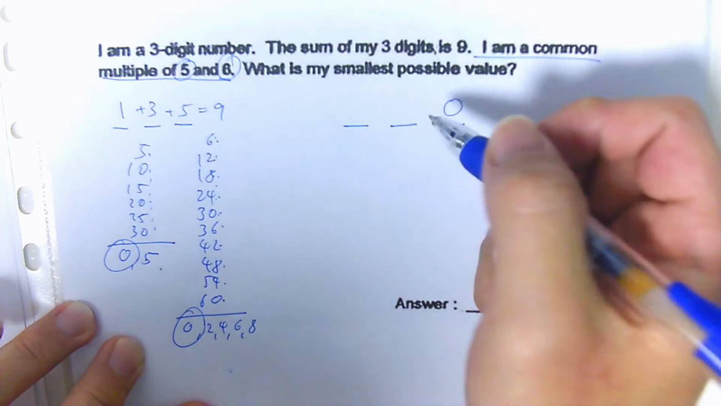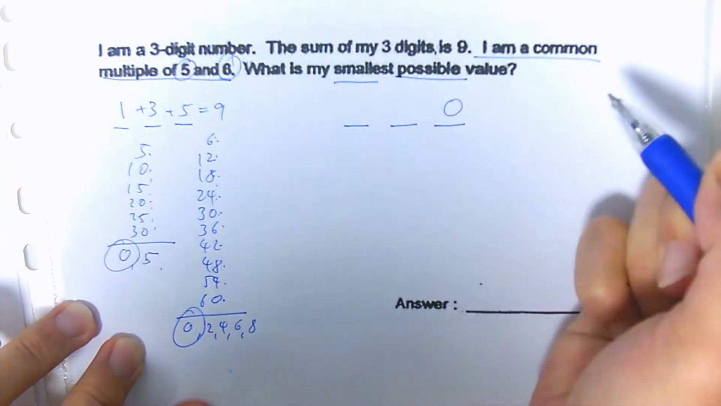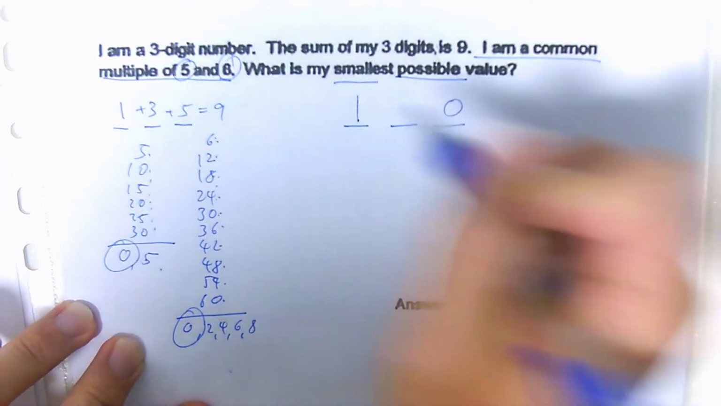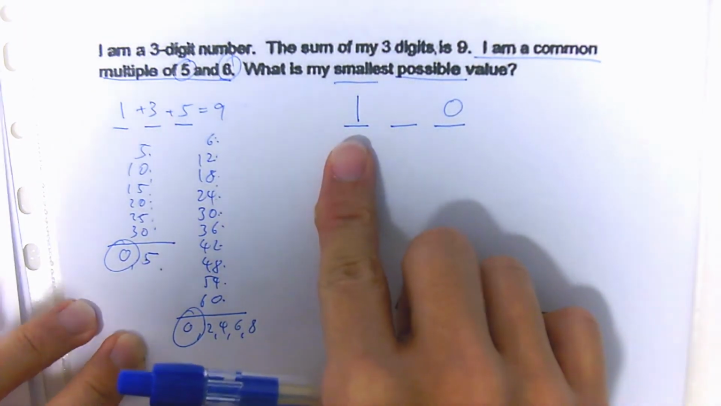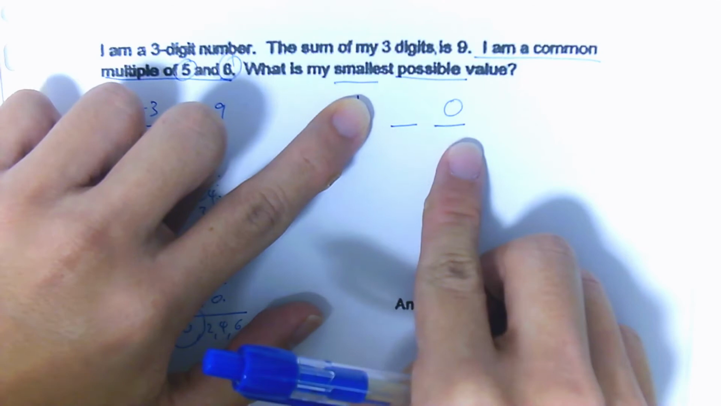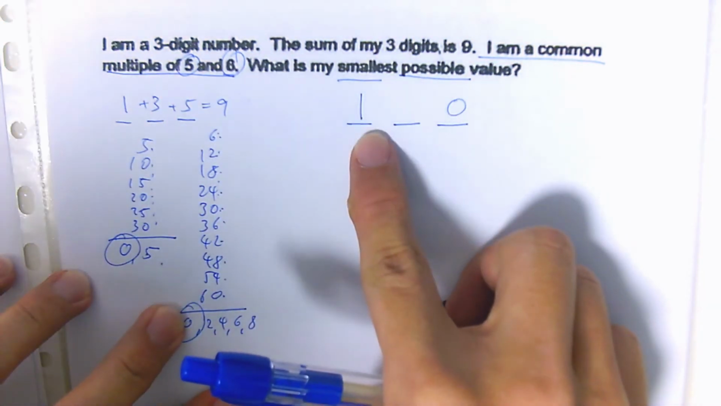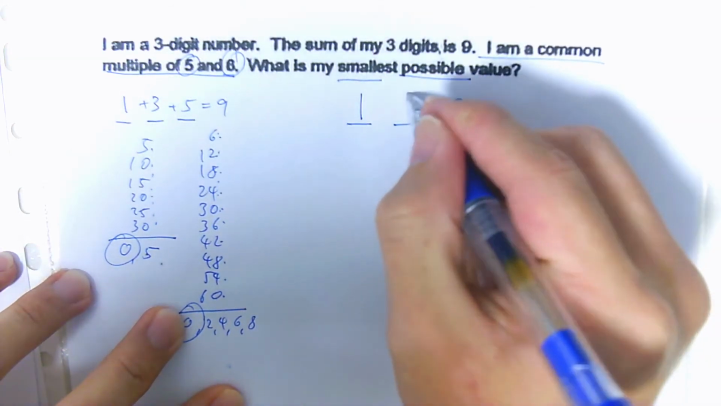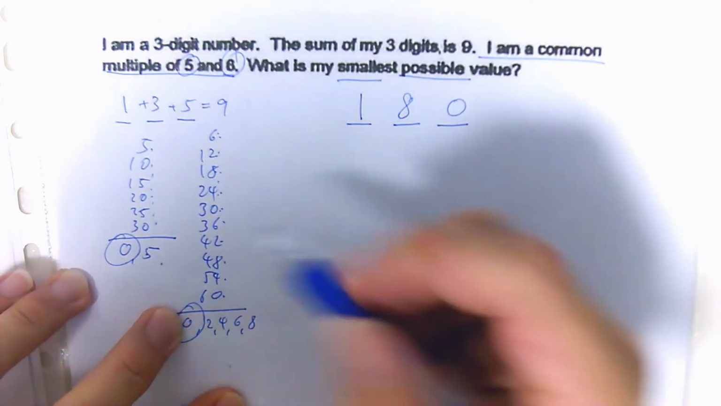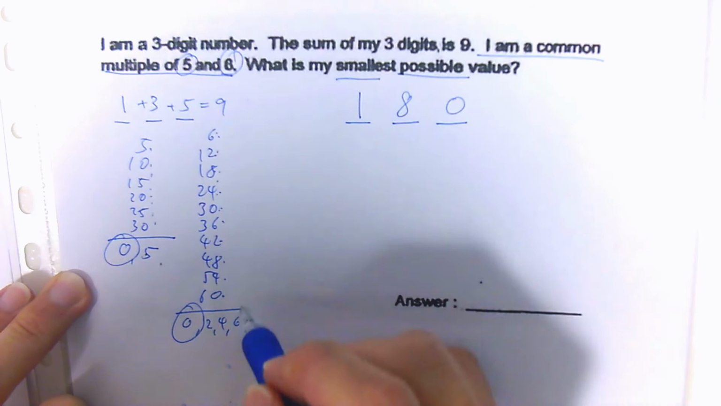Okay, so because they want the smallest possible, the first digit must definitely be a 1. It cannot be anything else. It cannot be a 0, because if you put a 0 here, then it becomes a 2-digit number. So the only digit here can only be a 1. And the only digit you can put over here for it to add up to become 9 is 8.